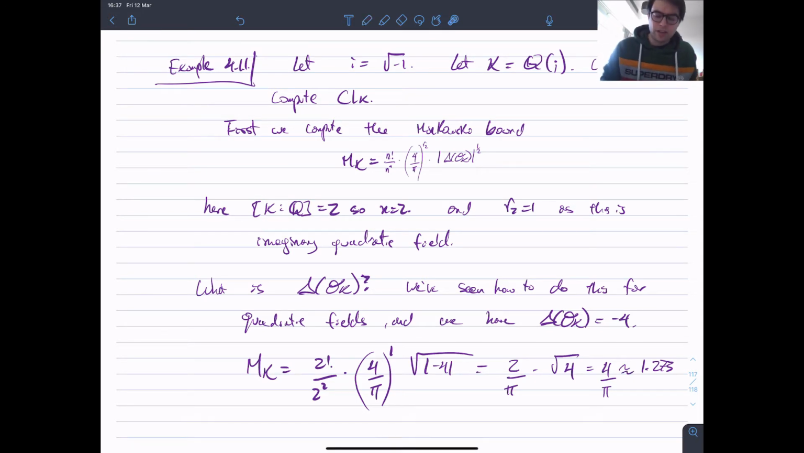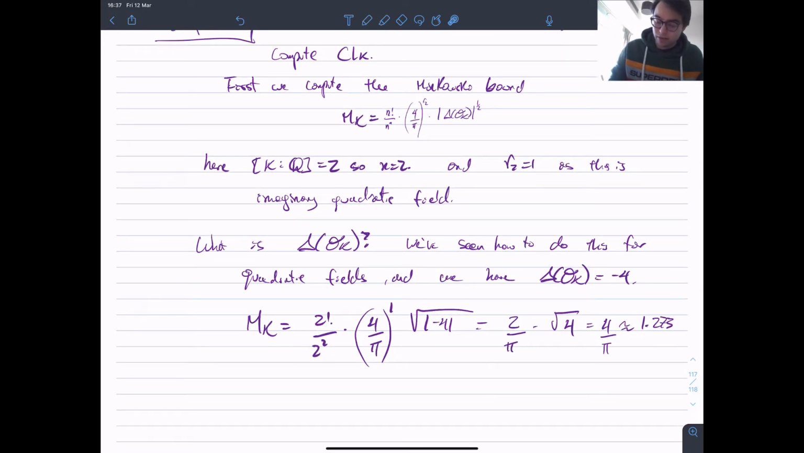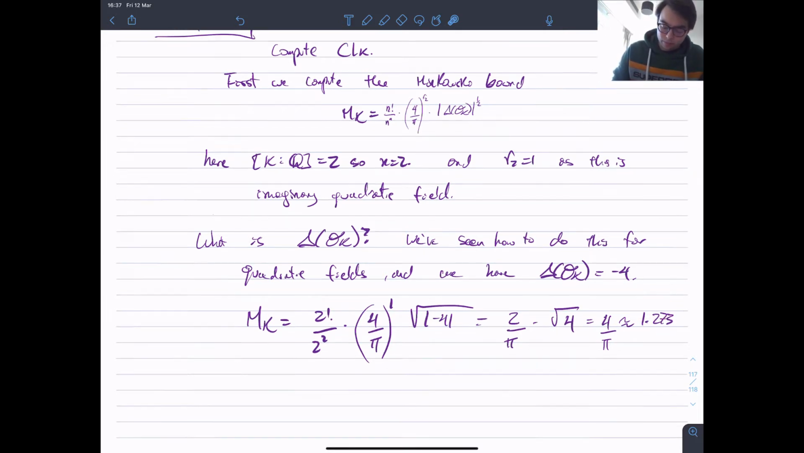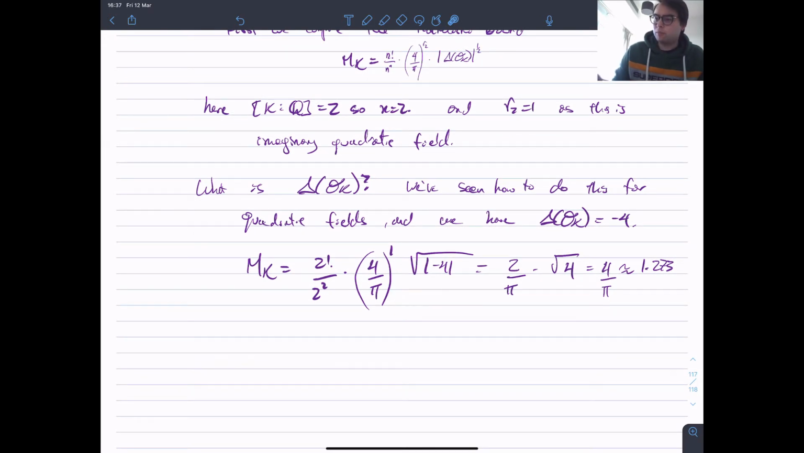We know that every ideal class contains an ideal of norm less than the Minkowski bound. So somehow we need a rough estimate, the closest integer to this Minkowski bound. What does this tell us? If you go back to theorem 4.0.3, note that the norm of an ideal is always an integer. So every class in the class group contains an ideal of norm less than 1.2. In particular, it has to contain an ideal of norm less than or equal to 1.